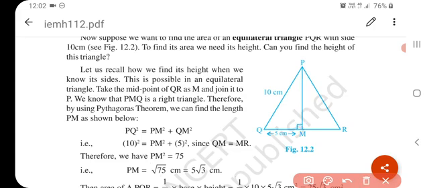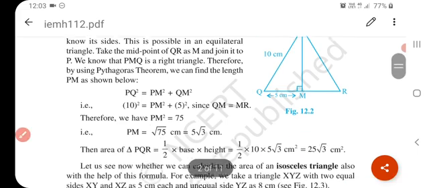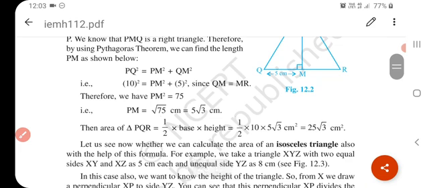And when we find the length of this side, we know that M is the midpoint, so what is the length of QM? QM is 5 centimeter. And we easily find the length of PM. Understand? So PM is equal to 5√3, our answer came. Now we can find the area of the triangle, means in the case of an equilateral triangle also we can find the area.